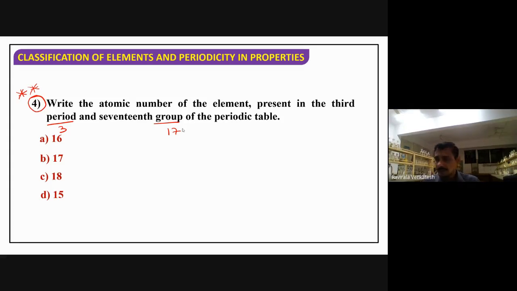Now, very simple. First of all, go for the 17th group. Yesterday I told you what the 17th group is: nothing but the 7A group elements. Now you remember the first, second, and if possible third period elements. Now, what is the first period element in the 7th group? Is there an element in the first period of the 7A group?